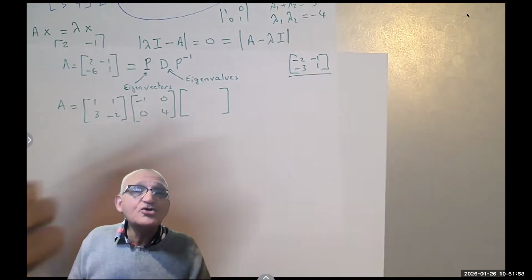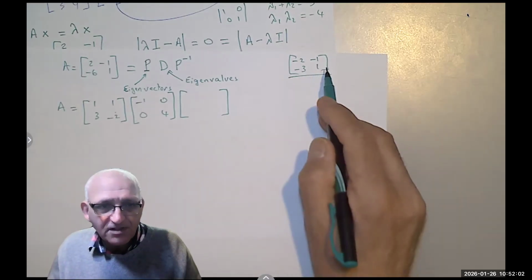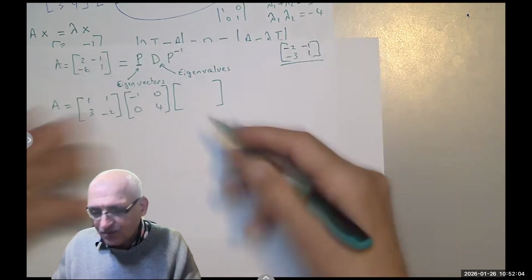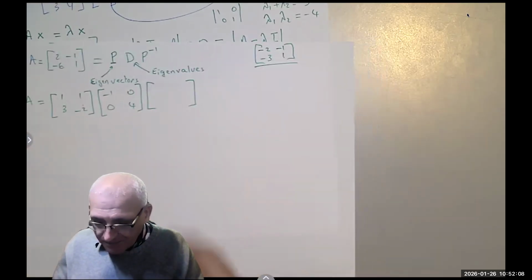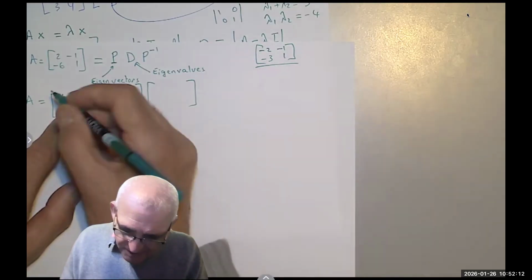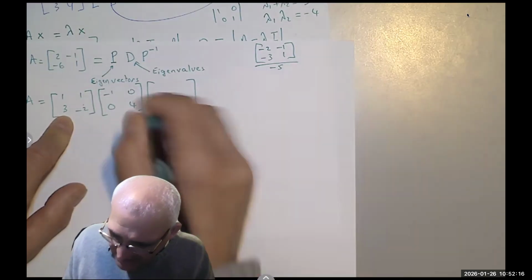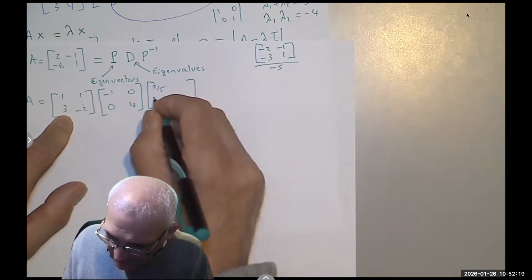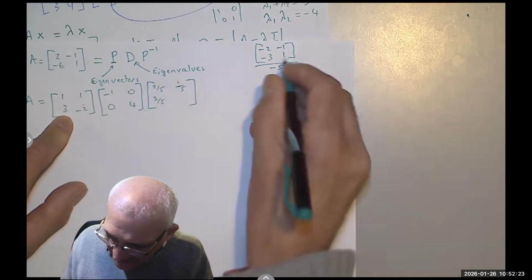Notice this method works only if you have a 2 by 2. It doesn't work on a 3 by 3, for example. And then you divide by the determinant. The determinant is -2 minus 3, so it's -5. So that's basically 2/5, 1/5, 3/5, and -1/5.